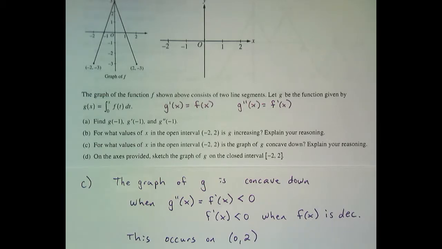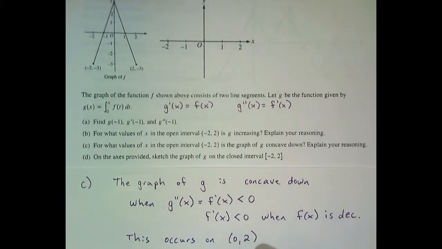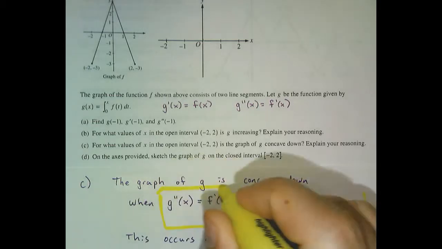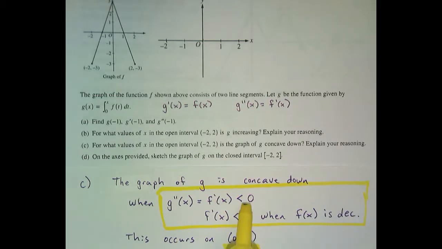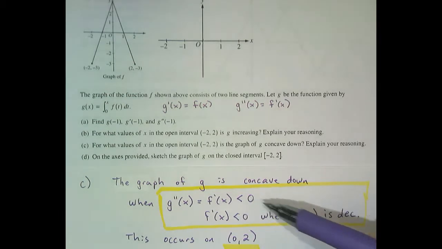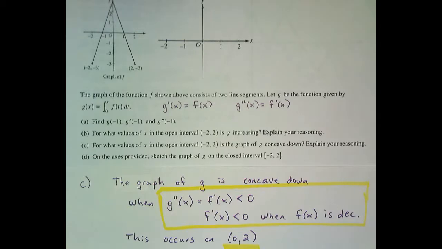This is worth 2 points, 1 point for the interval and 1 point for the justification. The justification being that the second derivative of g is less than 0. And they accepted either saying f prime is less than 0 or f is decreasing. Both of those work.